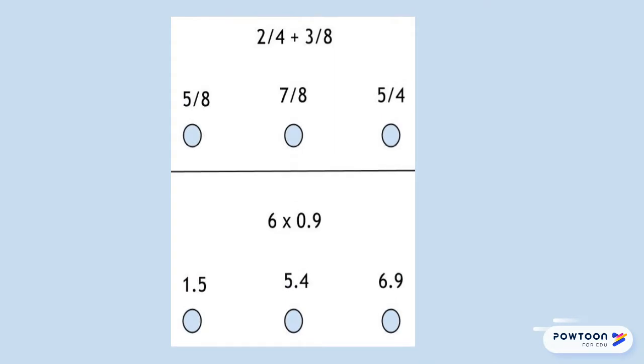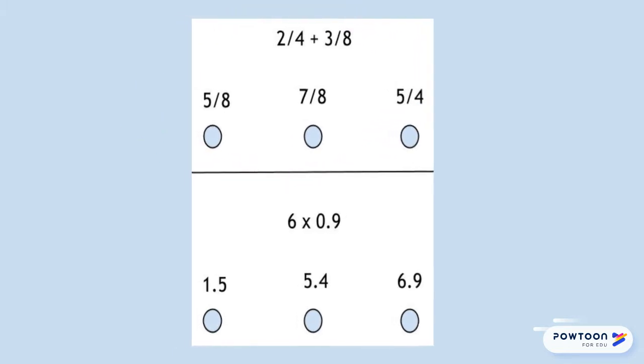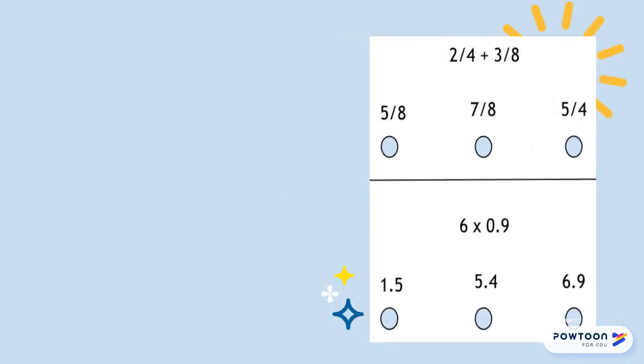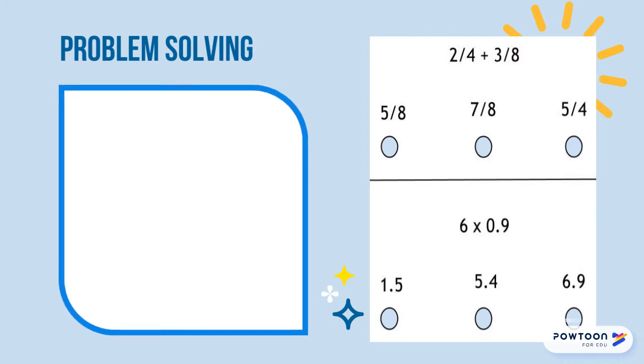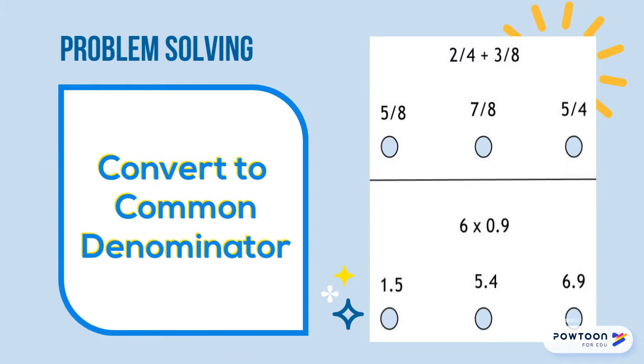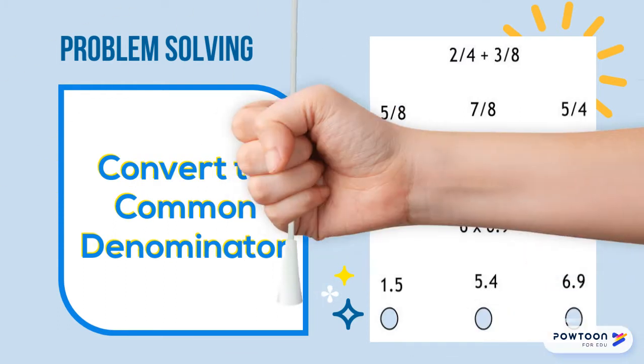This is an example of the pages that you'll find on the MCF. As you see, there are 2 problems, one on top, one on bottom, and each problem has 3 answers to choose from. Let's go ahead and practice with the top problem, 2/4 plus 3/8. With this problem, you're going to need to use your problem-solving skills. You need to remember what you do when you have a problem with 2 different denominators. The best thing to do is to convert them to a common denominator.